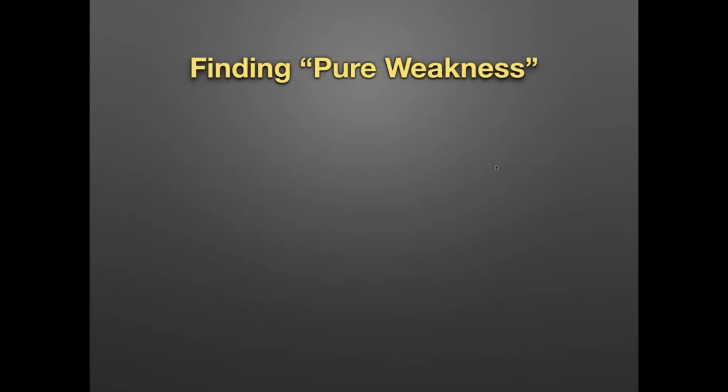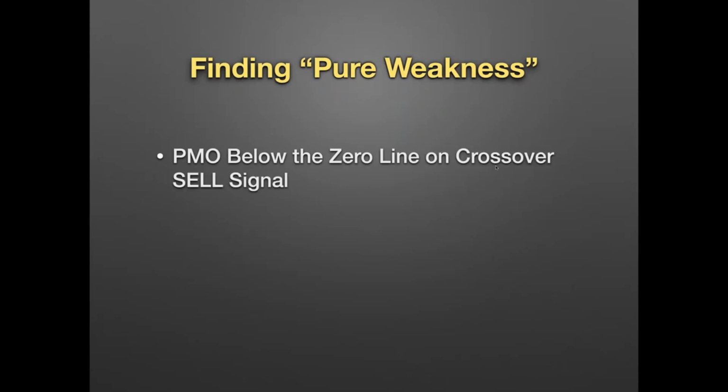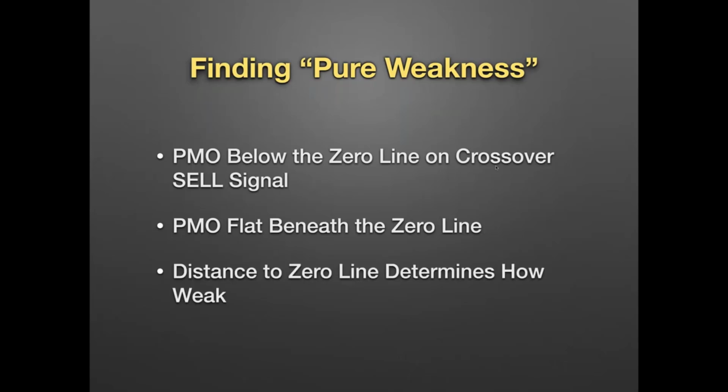Pure weakness is found on the chart when the PMO is below the 0 line and on a crossover sell signal. That's a pretty obvious sign of pure weakness. But when the PMO is flat beneath the 0 line, that's also a sign of pure weakness. So you don't want to see a flat PMO below the 0 line. That means you probably have a very consistent decline going on in price. The distance to the 0 line determines how weak it really is.